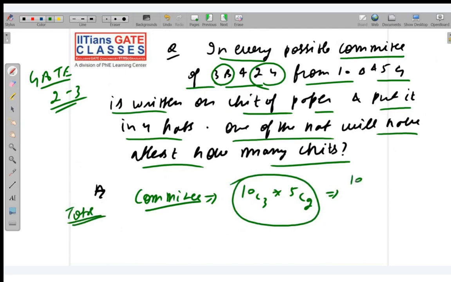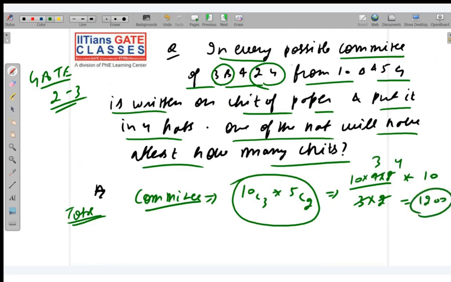So how much will this be? 10 into 9 into 8 divided by 3 into 2. 5C2 is 10, we already know this. So 3 into 3 is 9, 2 into 4 is 8. So 1200. So 1200 total committees are possible.